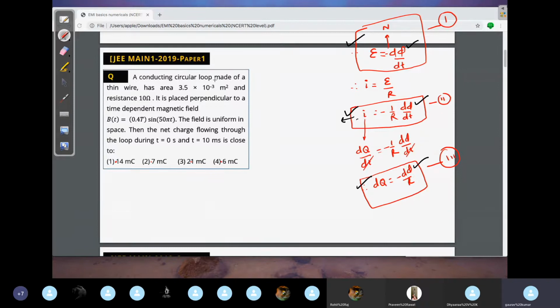A conducting circular loop made of a thin wire has area 3.5 × 10 to the power minus 3 meter squared and resistance 10 ohm. It is placed perpendicular to a time dependent magnetic field. This is the magnetic field you have here. It's variable, you can see here. The field is uniform in space. Then the net charge flown through the loop during t equals 0 to t equals 10 millisecond is close to. This is the question. A very, very easy question here.